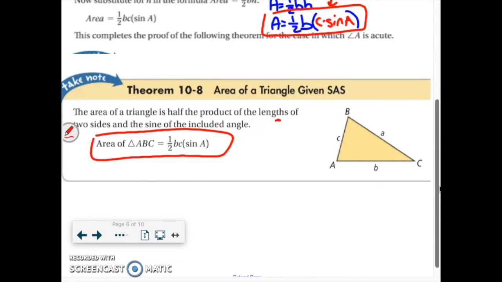But that C sine of A thing is always going to be a way to get the height of the triangle. It's going to be equivalent. So if I know C and I know B and I know this angle A, I can figure out H, which means I can figure out the area of the triangle. So really, that's just a little bit about why it works. You just need to be able to use it, which actually goes pretty quickly.